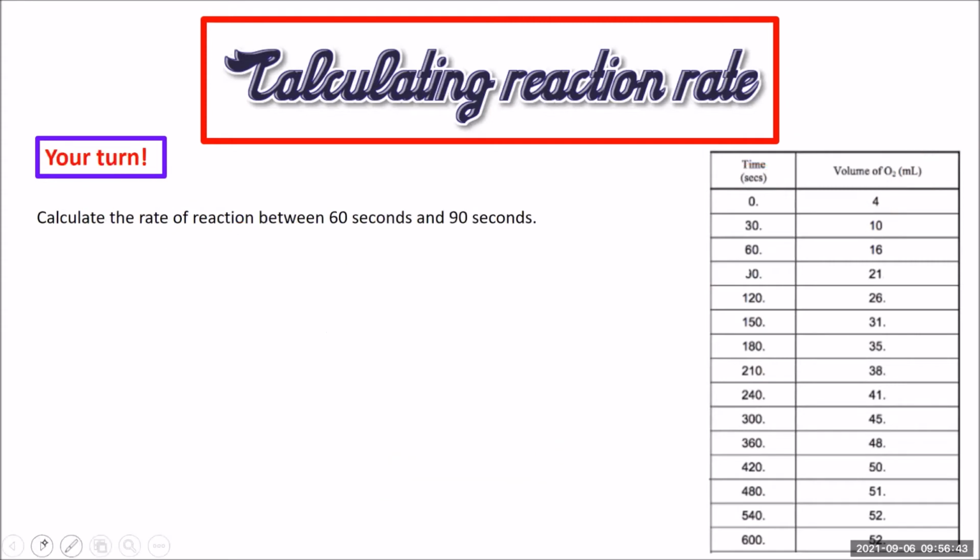Your turn now. For that same data set, I want you to calculate the reaction rate between 60 seconds and 90 seconds. We'll be back with the answer in a minute.